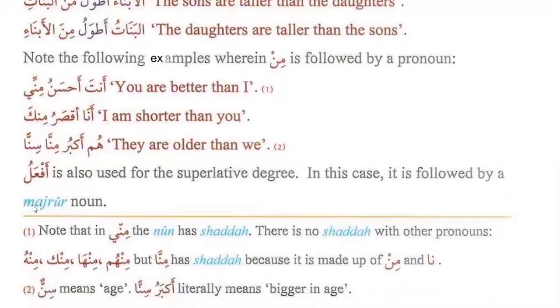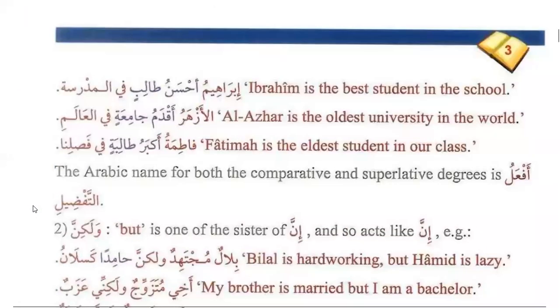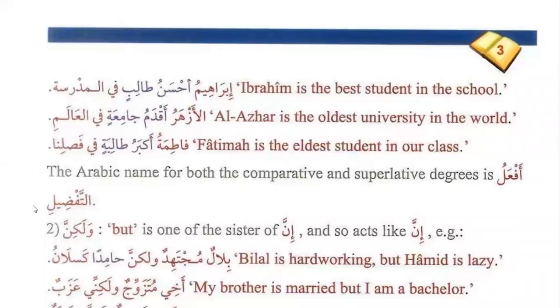Afalu is also used for the superlative degree. In this case, it is followed by a majrur noun. Ibrahim ahsanu talibin fil madrasati. Ibrahim is the best student in the school. Al-Azharu aqdamu jami'atin fil alami. Al-Azhar is the oldest university in the world. Fatimatu akbaru talibatin fi faslina. Fatimah is the eldest student in our class.